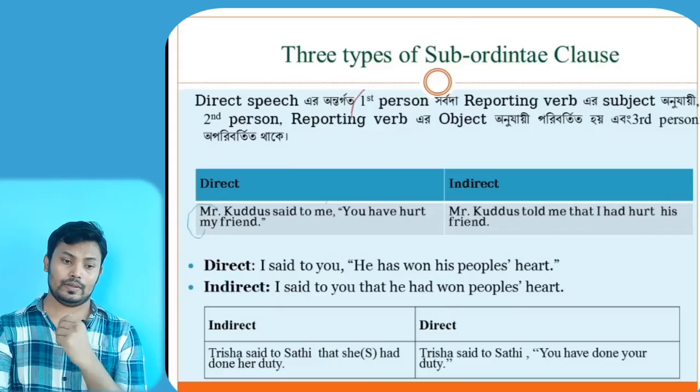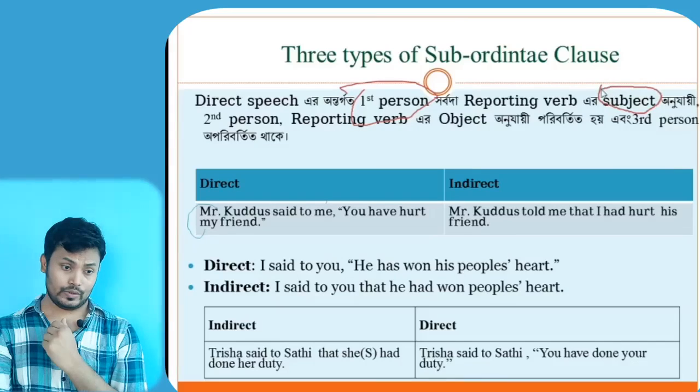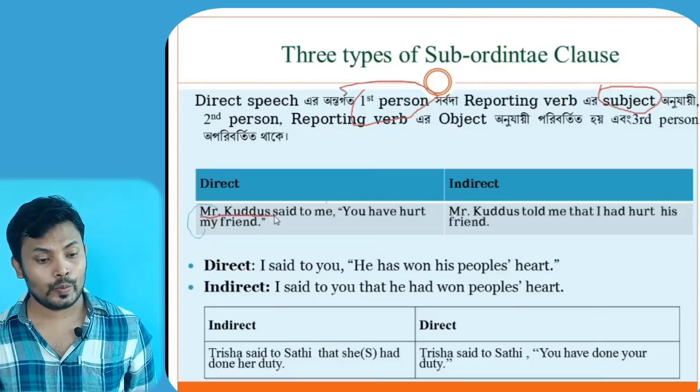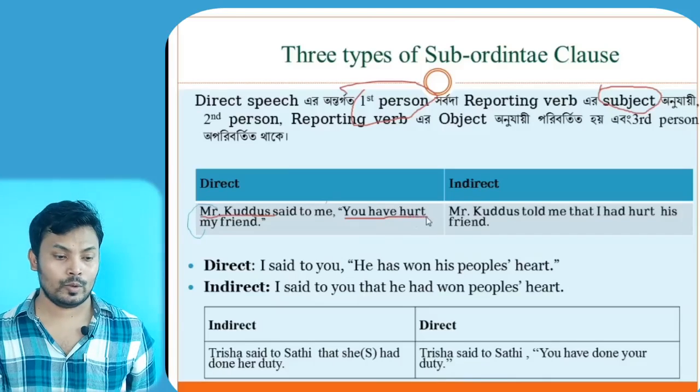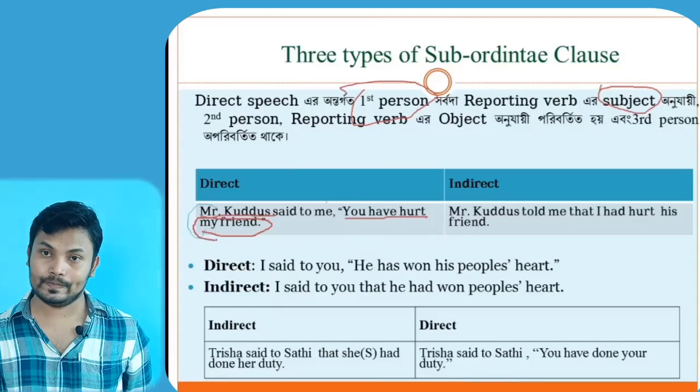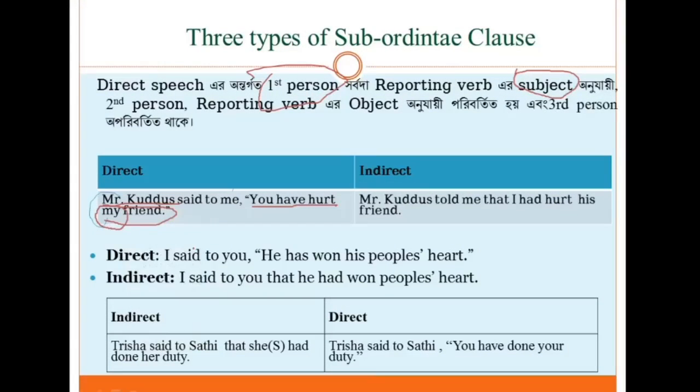For example, in the lower part, we see that Mr. Quddus said to me, you have hurt my friend. Here we see that my is the first person. This my will change according to the subject of the reporting verb said. The subject of the reporting verb said is Mr. Quddus. So my represents Mr. Quddus. Therefore my friend means Quddus's friend. Since we said Quddus first, the second time instead of saying Quddus we will say his friend.